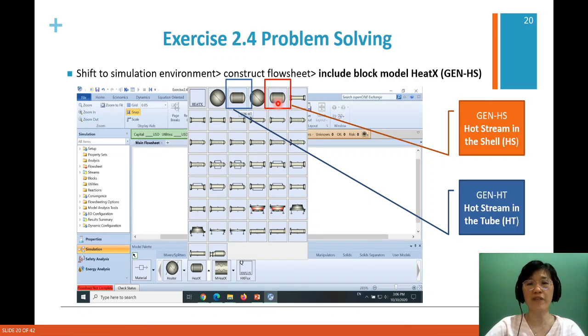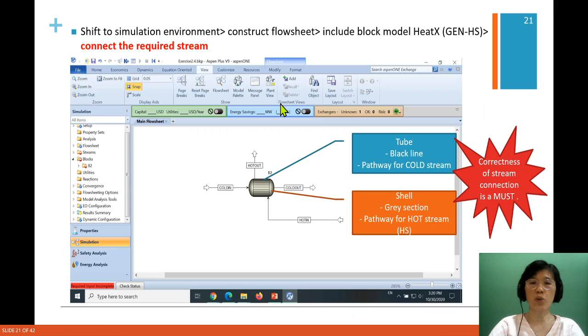So this is for the icon in the third box. While the icon in the fifth box will state HS, meaning hot stream is in the shell, which matches our case, right? The ethylene glycol in exercise 2.4 passes through the shell side. So we have to choose this HS, the icon in the fifth box, as your process model. So once you have chosen the process model, of course you have to include the required stream.